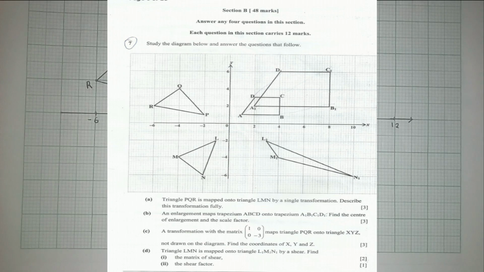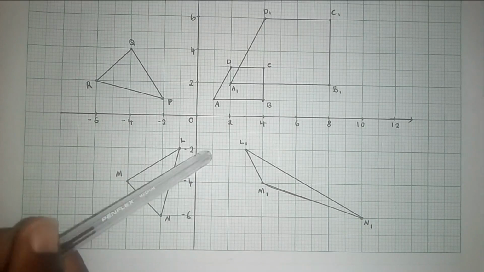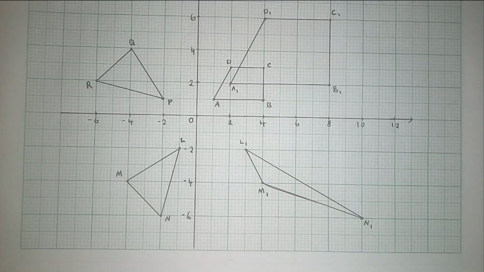So for today we'll be revising section B of the 2020 GCE. All right, so we start with the first question, which is question 7. Study the diagram below and answer the questions that follow. We can see how the diagram looks and then try to answer the questions.